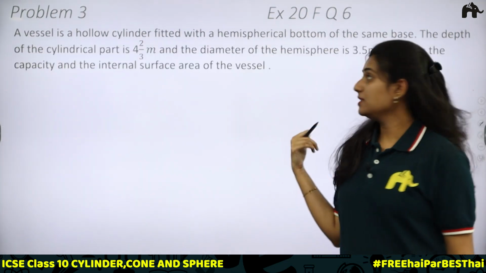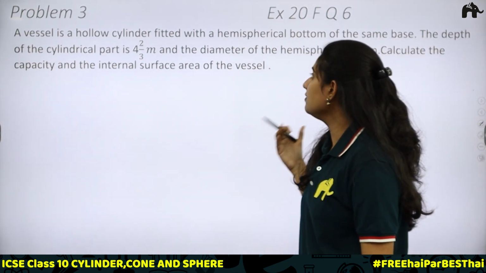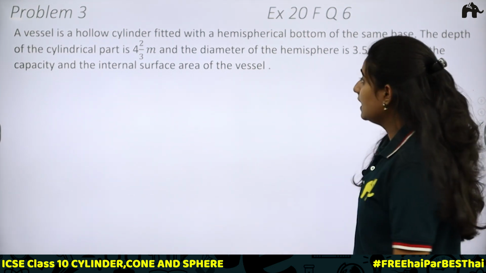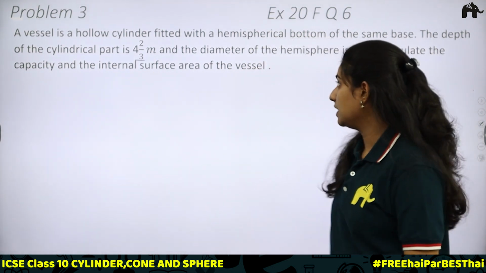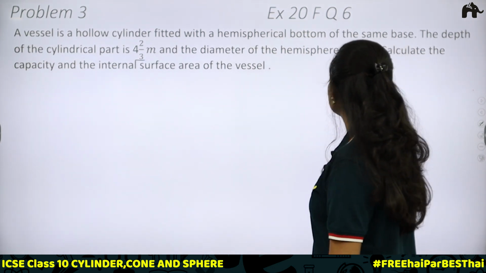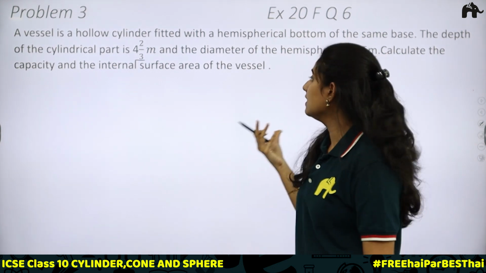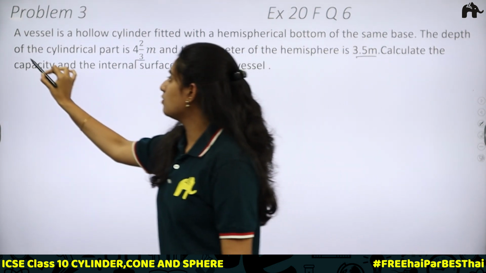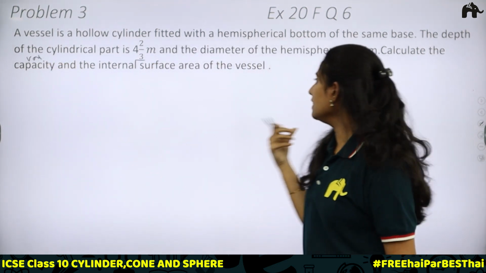Okay. Problem 3. Question 6 of exercise 20F. A vessel is a hollow cylinder fitted with a hemispherical bottom of the same base. The depth of the cylindrical part is 4 2/3 meter and the diameter of the hemisphere is 3.5 meter. Calculate the capacity and the internal surface area of the vessel. We need to find the capacity, which means the volume, and the internal surface area of the vessel.